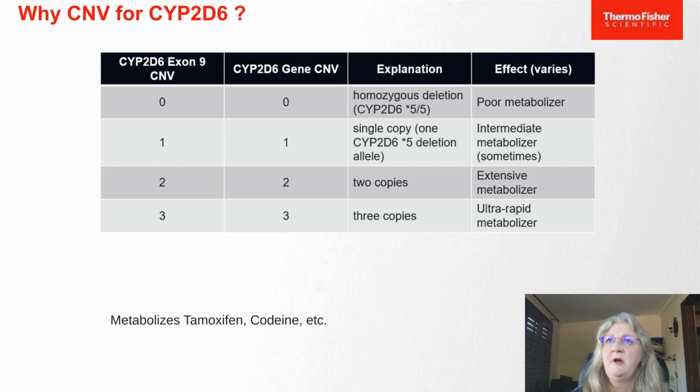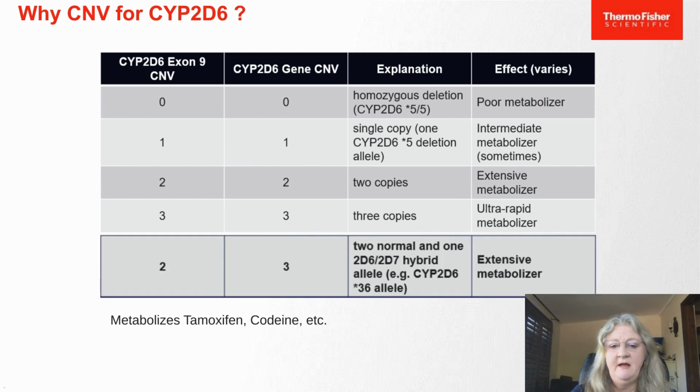However, it's also possible for people to have a certain number of copies of the gene, but they may not have functional copies. So there is a variant that exists in human populations, which is an exon 9 copy number. It's the result of a gene conversion event. We call this the star 36 allele. And if that exon 9 variant is present, that makes one of the copies non-functional.